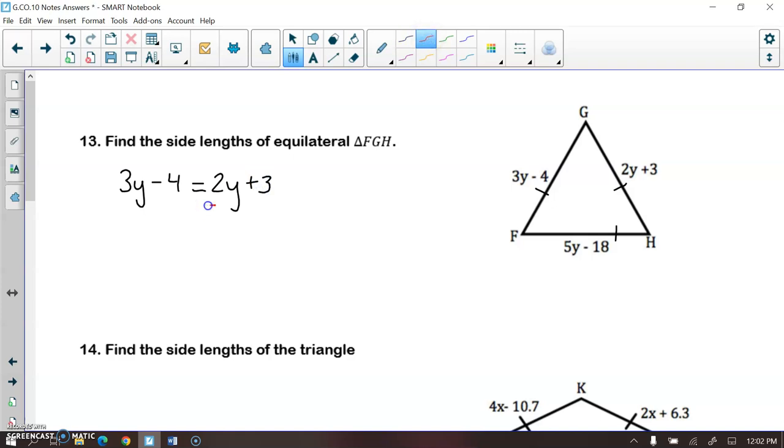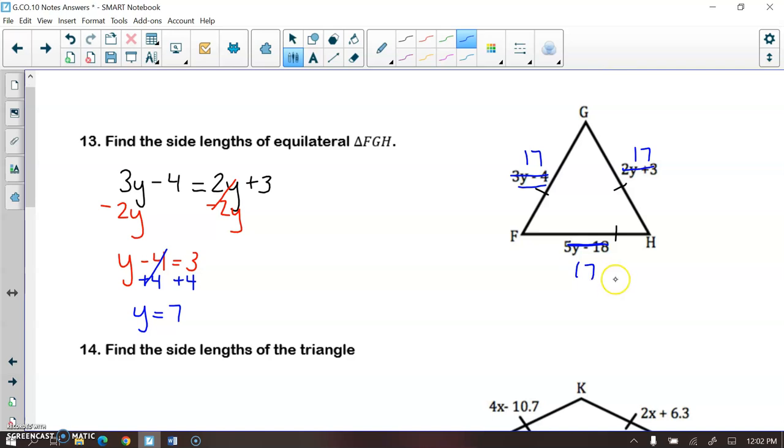So subtracting this 2y from both sides, I get y minus 4 is equal to 3. And then adding 4 to both sides, I get y is 7. They want you to find all the side lengths. So if I put 7 in here, 3 times 7 is 21, minus 4 gives me 17, which means that actually all of these sides are going to be 17 because it's an equilateral triangle.